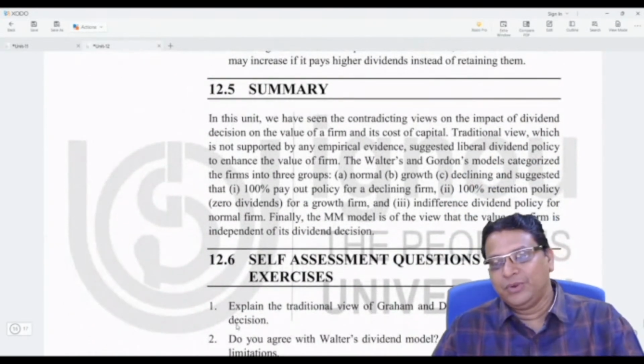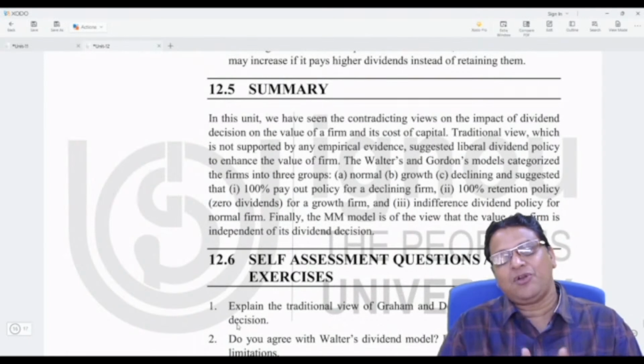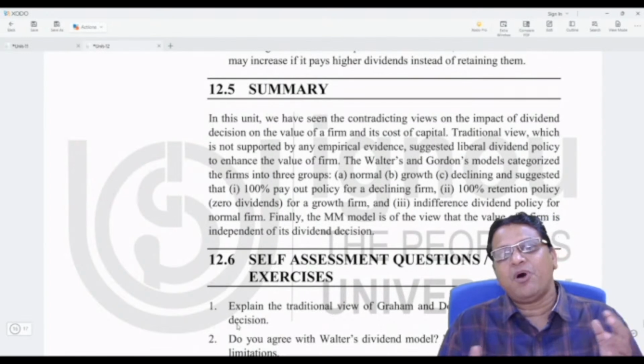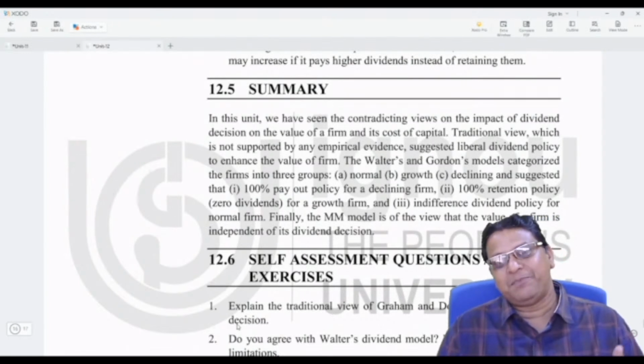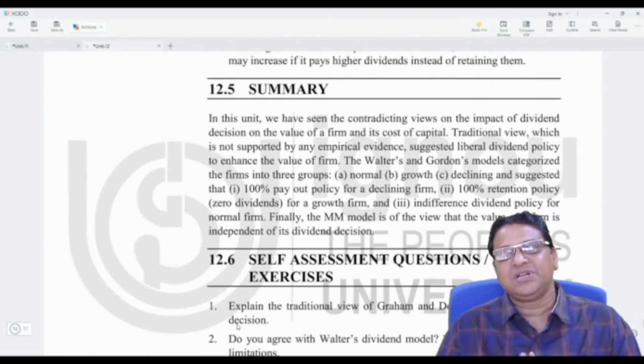So we will summarize our discussion today. In today's class, we have discussed dividend decisions. What is dividend decision? It's the decision regarding the allocation of profit. What percentage of profit is to be retained by the business and what percentage of profit is to be paid back by dividend. So dividend decision is all about deciding two important ratios. One is retention ratio, another is payout ratio.